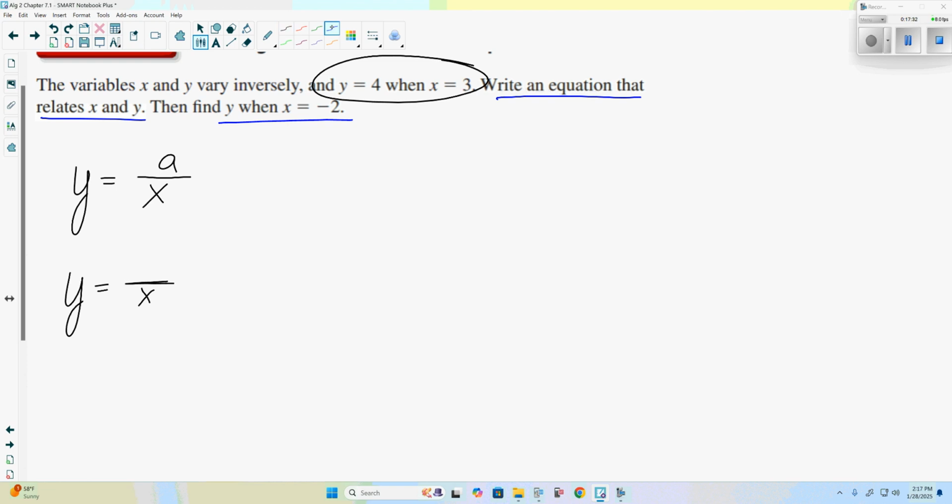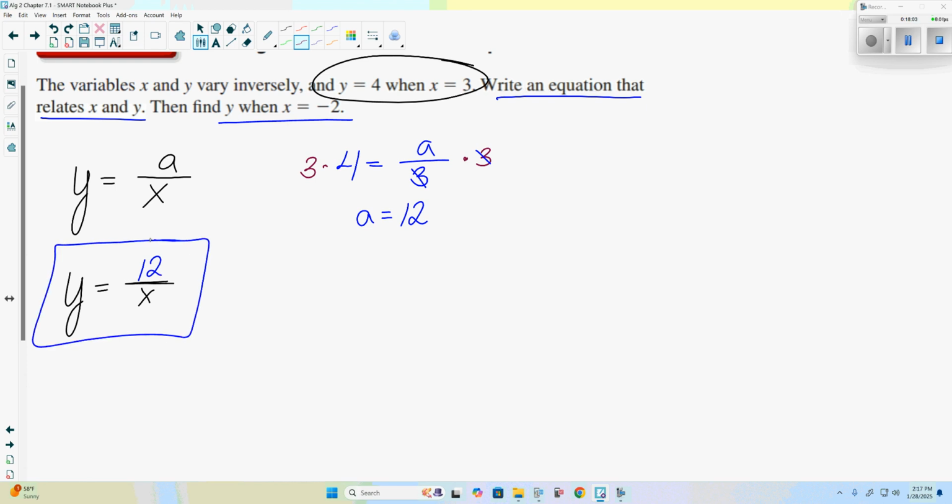There's 2 ways we can go about doing this. The first, replace y and x in the inverse variation. 4 is equal to a over 3. So to find a, we would multiply both sides by 3. Here, the 3 and 3 simplify, giving us a. 3 times 4 is 12. So our equation that we want is y is equal to 12 over x.